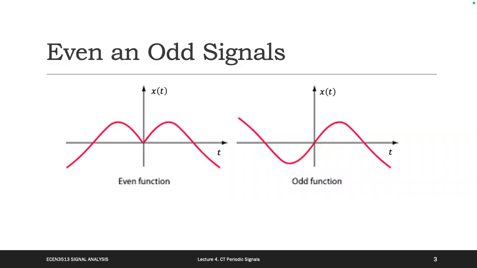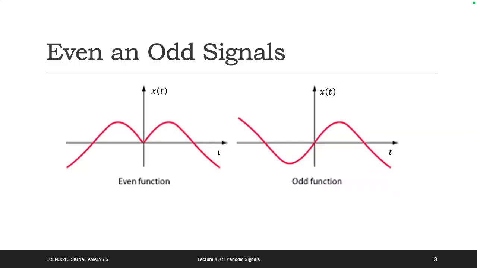What are even signals? What are odd signals? Recall it. Even is just symmetric about the y-axis. And odd is symmetric about the origin, just like symmetric with respect to the origin point.